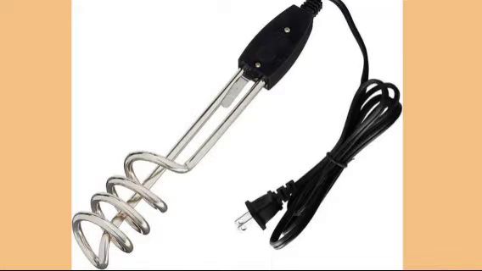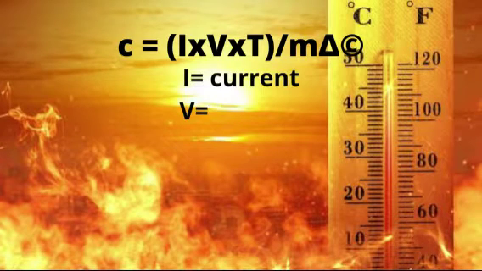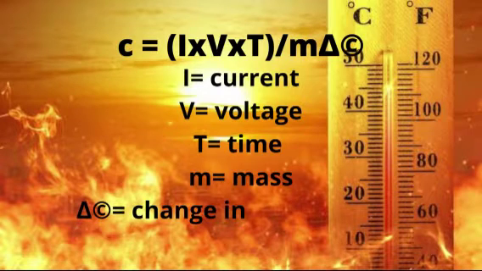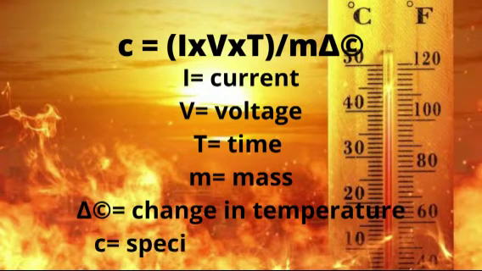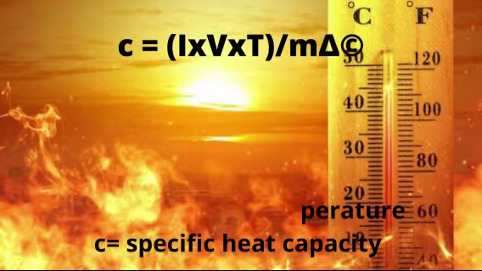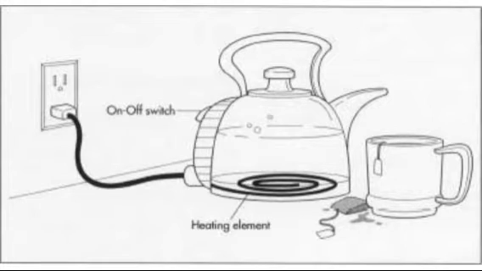The specific heat capacity by this electrical method can be represented mathematically as the product of the current, voltage, and the time, being the period through which electricity was passed through the metal, divided by the product of the mass and the change in temperature, where I represents current, V for voltage, T time, M the mass.